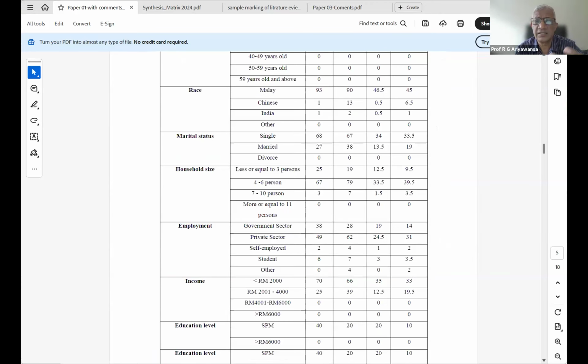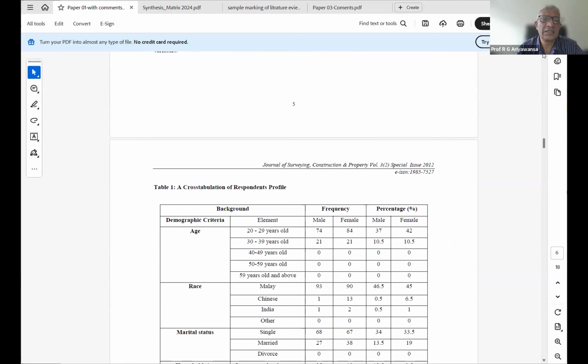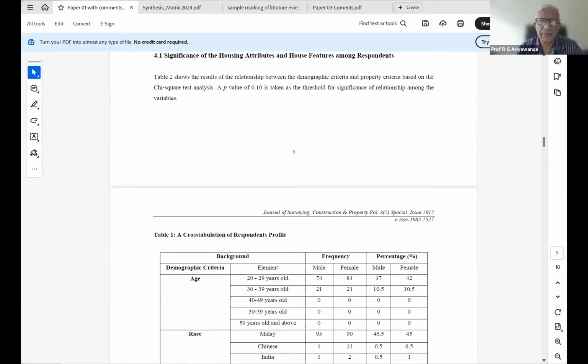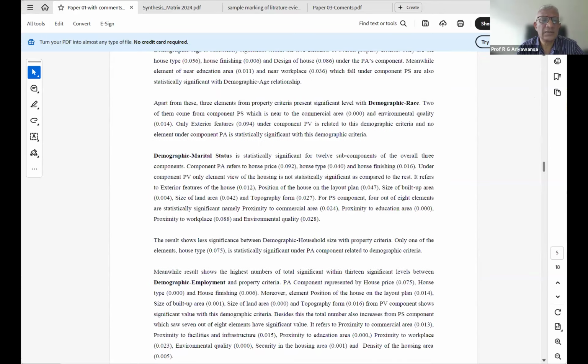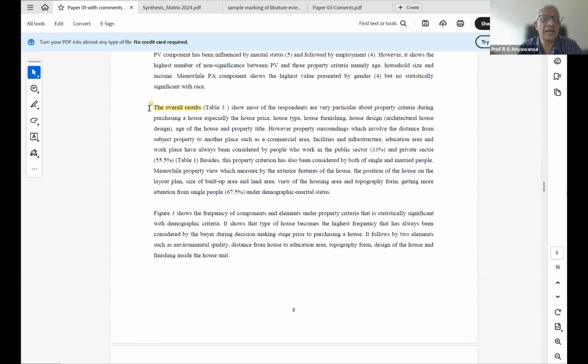Similarly, databases, literature, textbooks, whatever you are reading, keep in mind that it is the same knowledge, the same thing that you have to learn. So now this is what they have done, and they have included the analysis part, significance of housing attributes for housing features. Likewise, you can go through and try to understand the whole thing. So likewise, headings and subheadings, and under subheadings, the overall results.